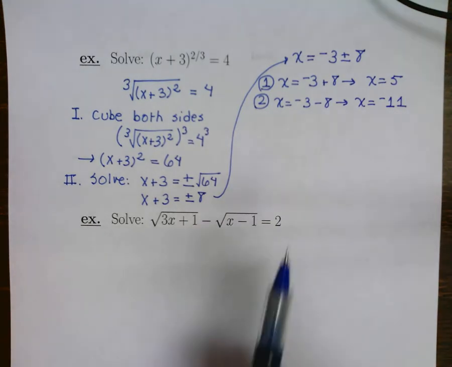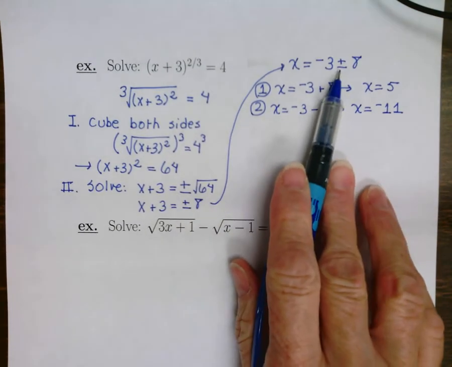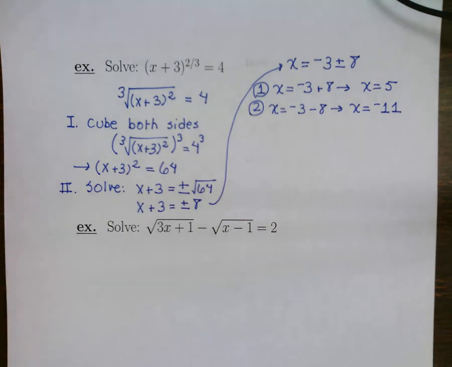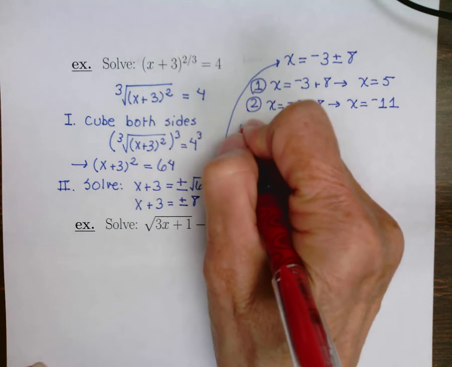Okay, you see how that works. There are two options, negative 3 plus 8, negative 3 minus 8. Okay, what we need to do next is check. All right, so let me check.